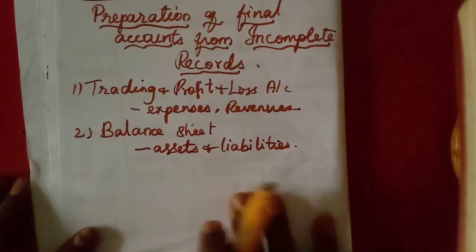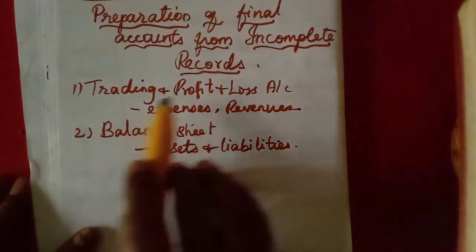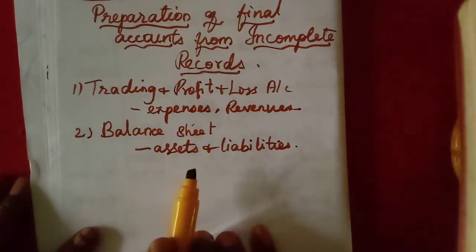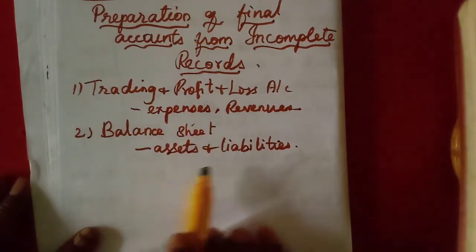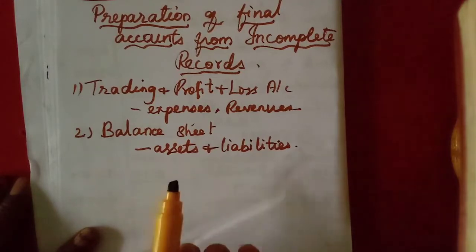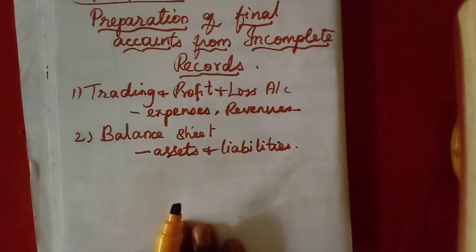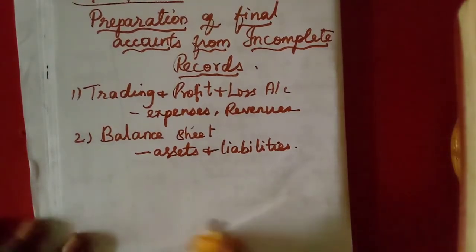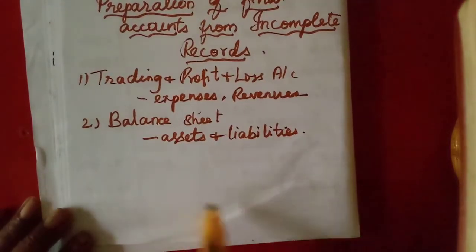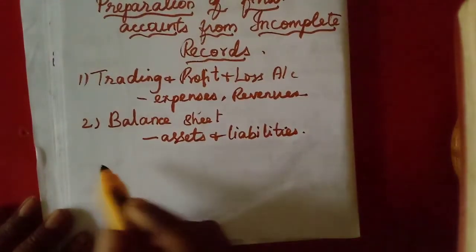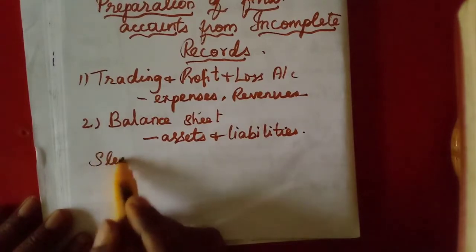Okay, so the missing figure. The relevant data may not be available, the full details. So with the available information, with the available data, we can calculate the missing figures. Okay, we can find out the missing figures by preparing some accounts. Okay, so we can say as the steps. Steps to calculate the missing figures.